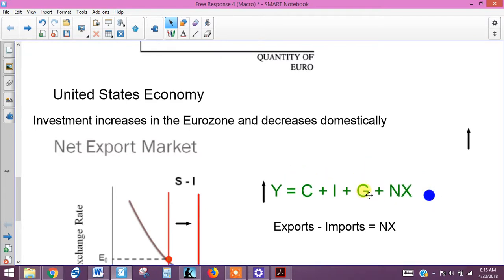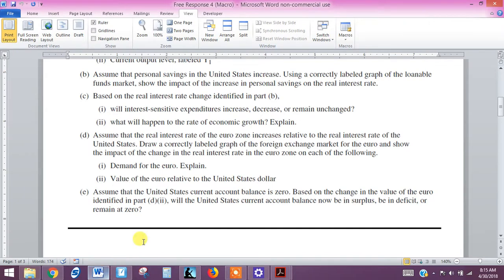Now, the question is, let's go back to it. Based on the change in the value of the euro, and the euro identified in part D2, will the U.S. current account balance now be in a surplus, a deficit, or remain zero? This does not ask you to explain, but I'm going to explain it anyway, because I don't want you just to memorize some answer. I want you to understand why this would be what it is, okay?